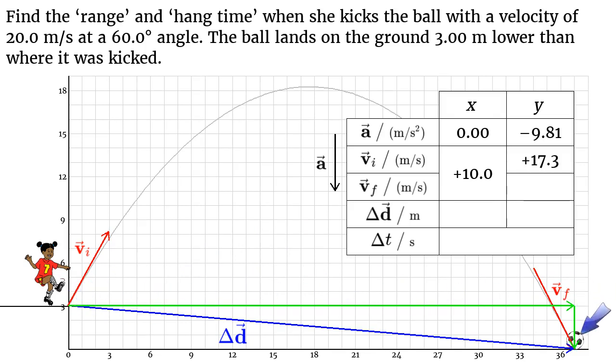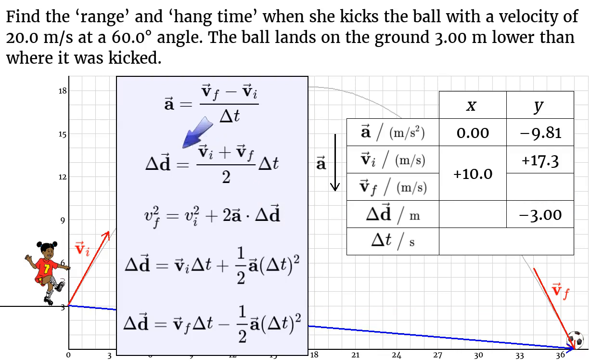That tells me that the y component of the displacement is going to be negative 3.00 meters. Now once I filled in the table with everything that I know, now I can look at my list of 5 uniform accelerated motion equations. The fact that this is a 2D problem doesn't change the equations that we're going to be using. They're the same 5 equations that we use for one-dimensional motion.